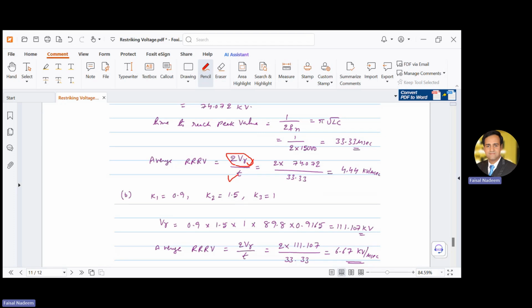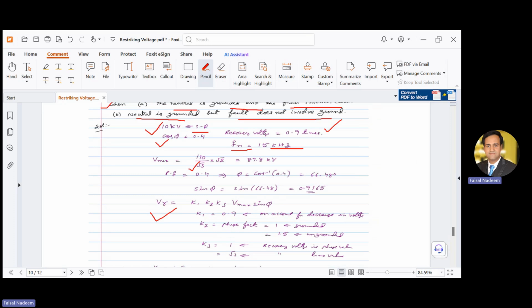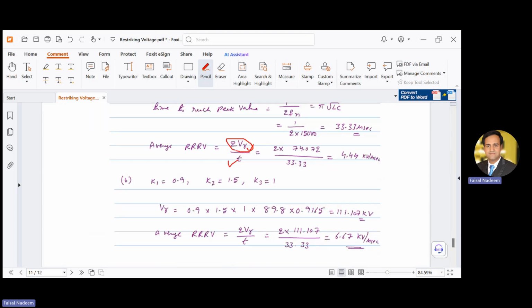Now for part B of this problem, where the fault does not involve the ground, we will use a different value of K2, because here the fault does not involve ground. So now we will use the value of K2 as 1.5. Because the value of VR is dependent on K2 as well, it will change the value of VR. And in this case, the value of VR is more than in the previous case.